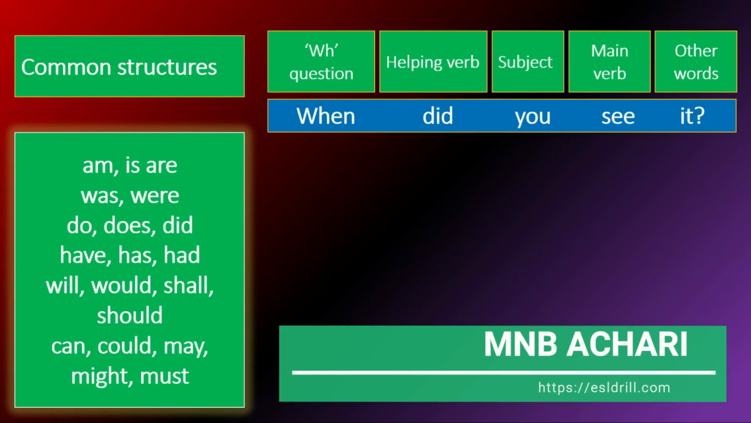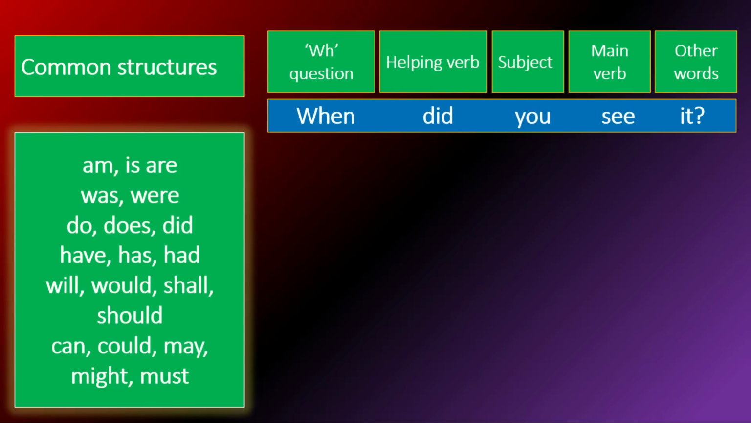Now here is the example. When did you see it? Now when, WH question, did is the helping verb and you is the subject. The main verb is see. And you have the other word, it, of course, that is the object.